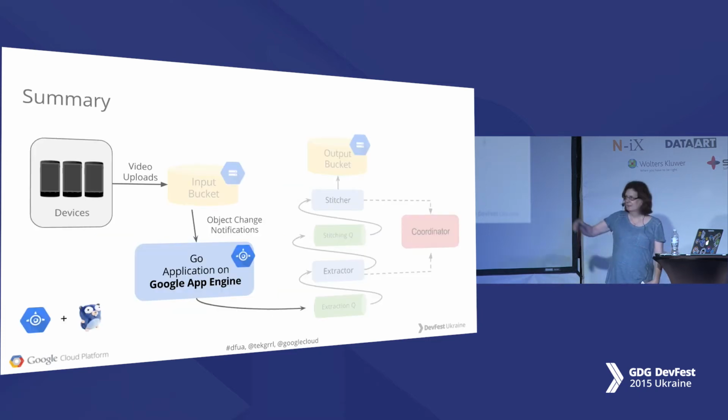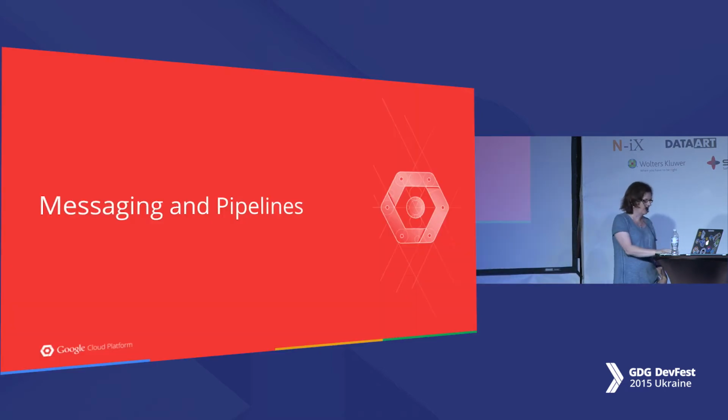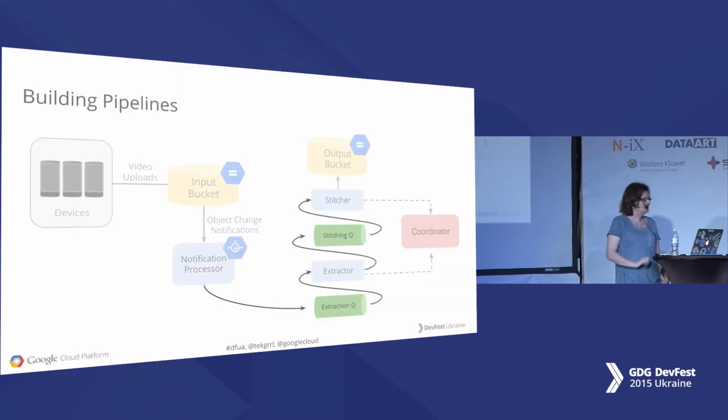So in summary, the application that we wrote for this was a Go-based application run on Google App Engine, and that would receive requests. The requests come in from any objects that were stored in the input bucket. So now we need to talk about messaging and pipelines. We need to do the processing on these uploaded videos. And for this, we have a long pipeline, which we'll go into the details of now.